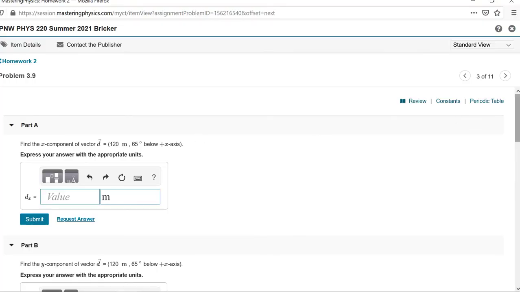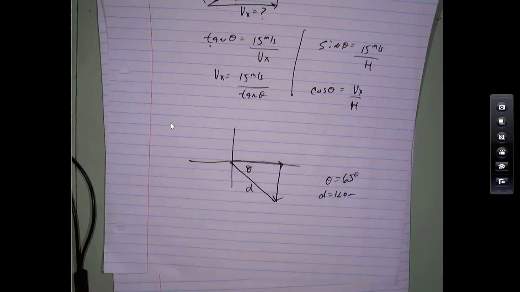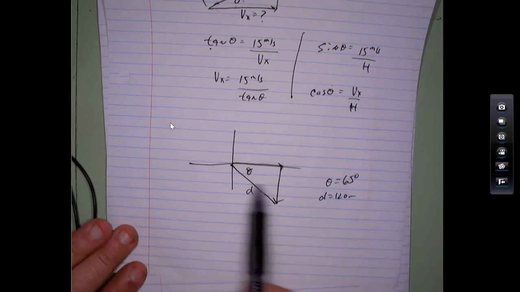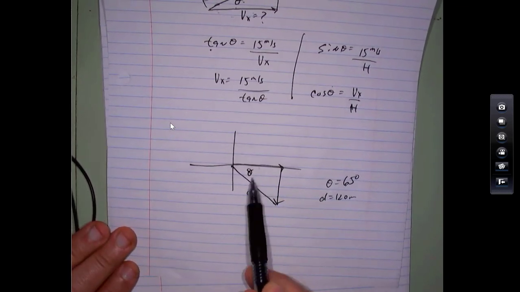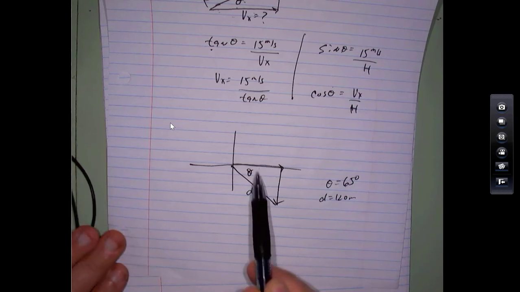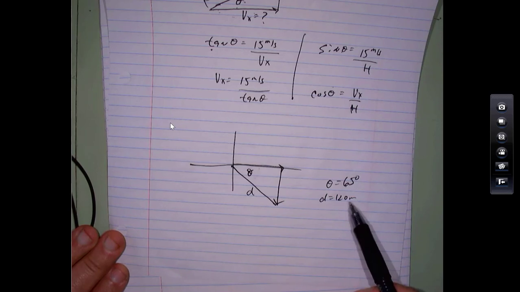So this problem builds on what we did in the last problem. Part A, find the x component of vector d. So d is kind of like the hypotenuse, which is 120 meters, 65 degrees below the positive x-axis. Let me set up part A, and then I'll leave the rest of this to you. Here's the picture I have. This is theta, which they tell you is 65 degrees below the positive x-axis. The other ones might be above. This one is below. And then they tell you d is 120 meters, and we want to figure out the x part.